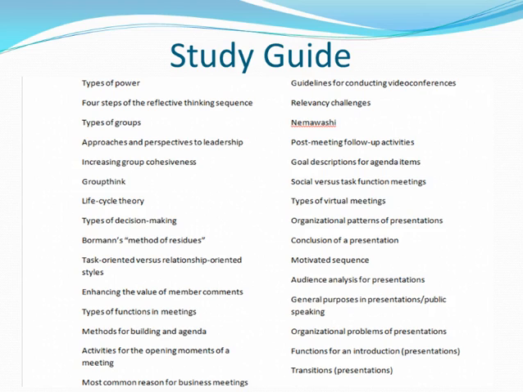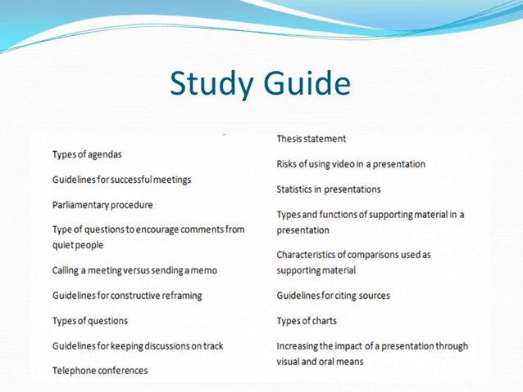So on here we've got types of power, 4 steps to the reflective thinking sequence, types of groups. It just goes on and on. I'm not going to sit here and read the whole thing to you, but this is your study guide. Don't worry about trying to copy all this stuff down right now. I'm going to send it as an attachment to your email, and hopefully that will really help you.